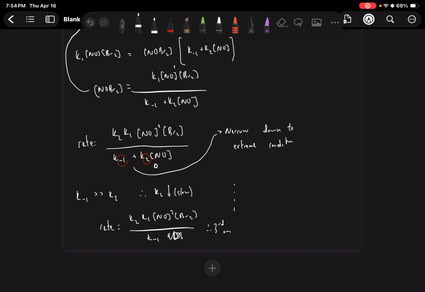So now the other thing that we're going to assume is k negative 1 is just simply the opposite. It's smaller than k2. That means k negative 1 is slow. That means we're just going to have the same thing. So it'll be a second order then. Because if k negative 1 is slow, that means we're going to cancel this one out. Then we're going to have 3 over 1 equals 2. So second order. Okay, yeah, there you go.